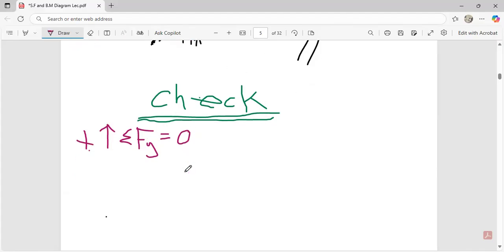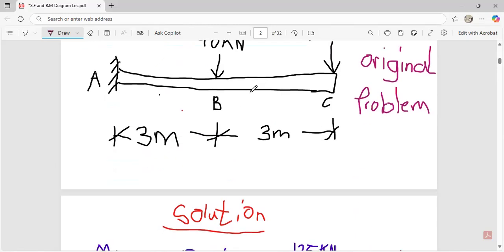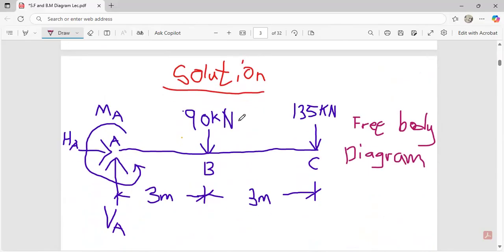The other day, I remember telling you that the check is normally about the y-axis. So if we want to consider our free body diagram, how many forces are moving in the y-axis? We know it's only 3. We have VA, 90 kilonewton, 90 kilonewton, and 135. These 3 are the only forces moving in the y-axis.